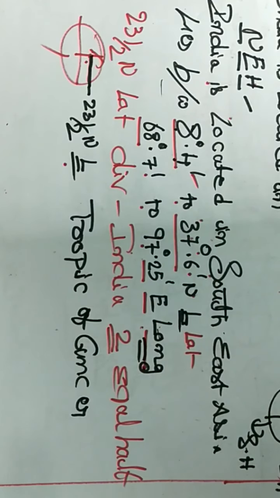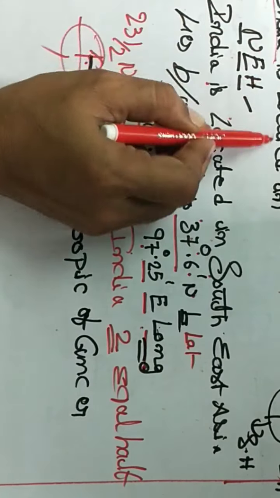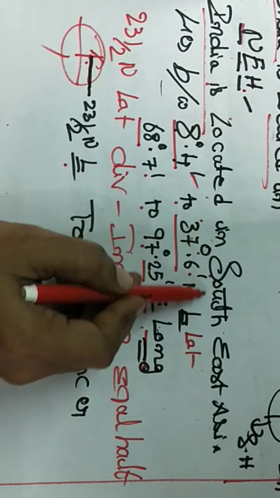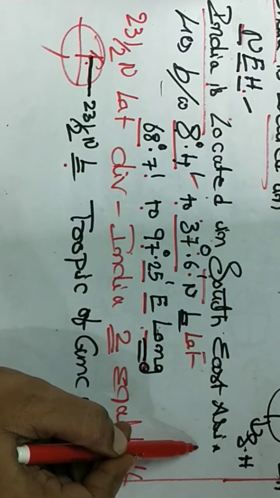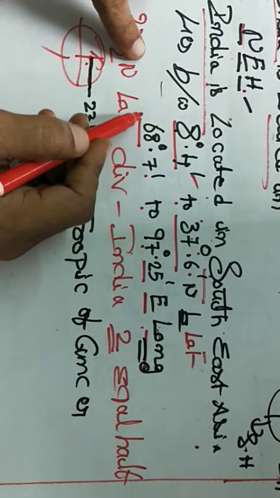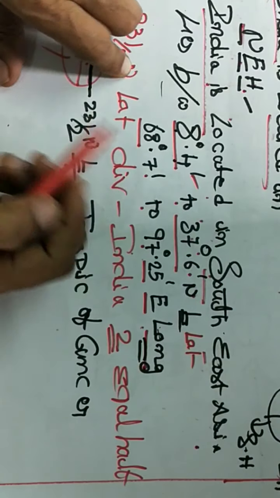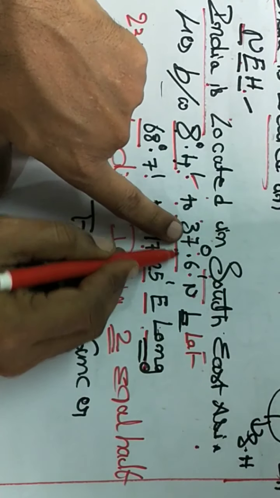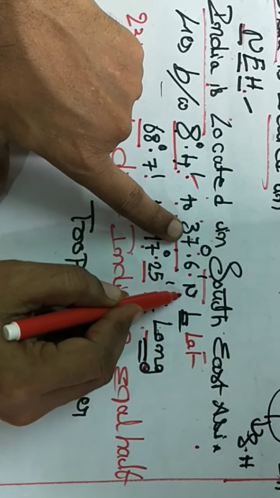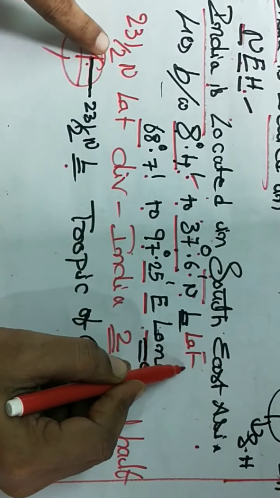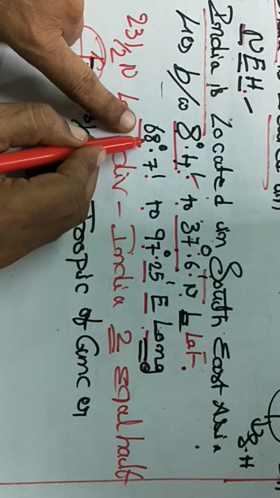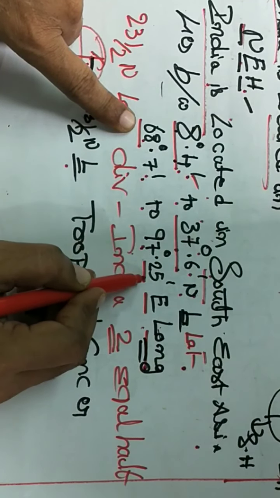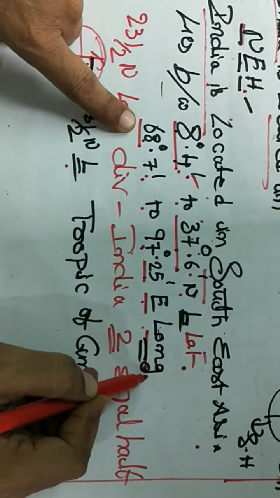3 points are there. So first point, India is located in northeastern hemisphere. Second point, India is located in Southeast Asia. So next one, it lies between latitude and longitudes. First latitudes 8 degrees 4 minutes to 37 degrees 6 minutes north latitude, and longitude 68 degrees 7 minutes to 97 degrees 25 minutes east longitude.